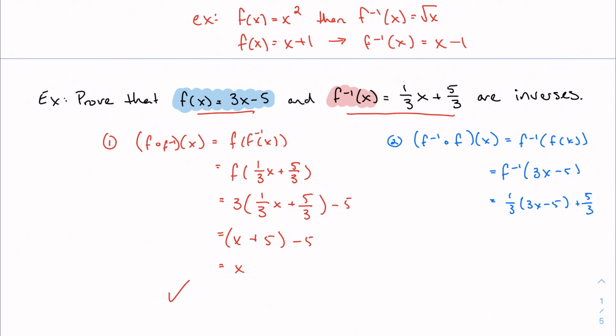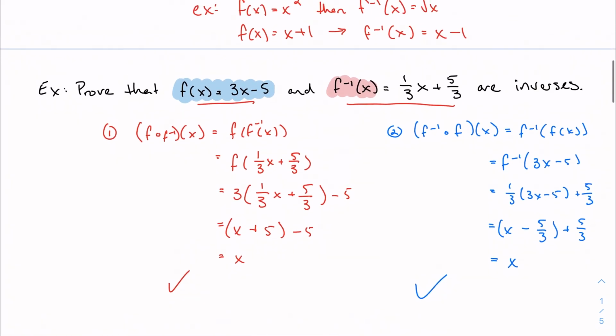So let's simplify. Let's distribute. I get x minus 5/3 plus 5/3, and I cancel out the like terms. I get x. It all checks out, right? So I've been able to compose it both ways. Everything cancels out, and we're good to go.